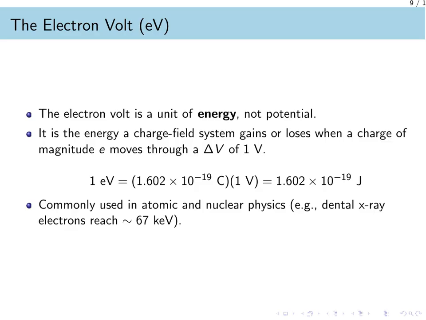While the volt measures potential, the electron volt, or eV, is a unit of energy. 1 electron volt is the amount of energy a charge-field system gains or loses when a single elementary charge, such as an electron, moves through a potential difference of exactly 1 volt. Numerically, 1 electron volt is equal to approximately 1.602 times 10 to the negative 19 joules.